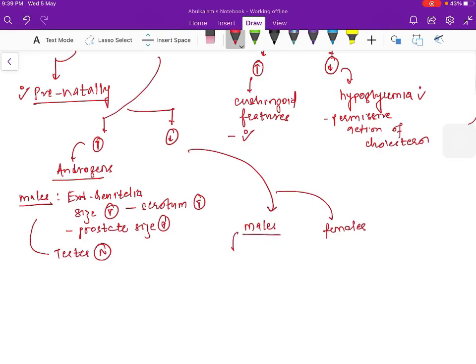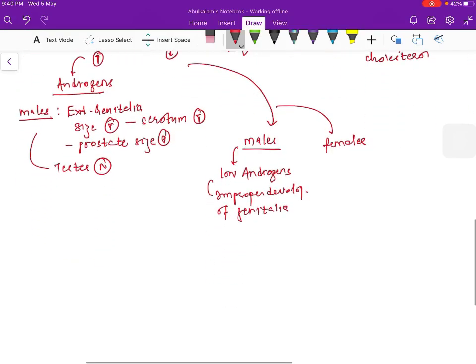In case of males, there will be low androgens, right? So there will be improper development of genitalia, and that is ambiguous genitalia.